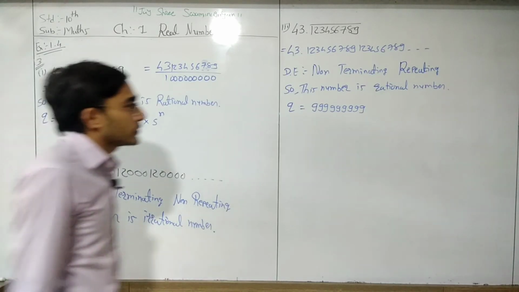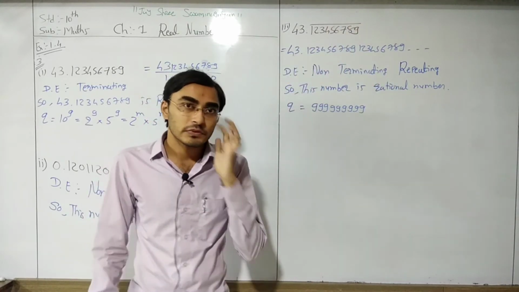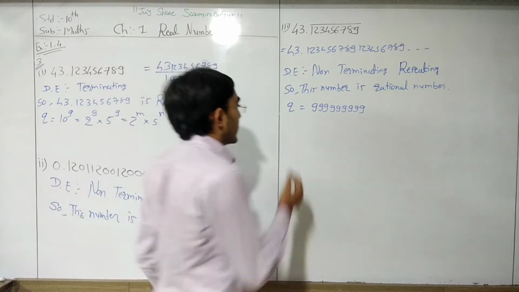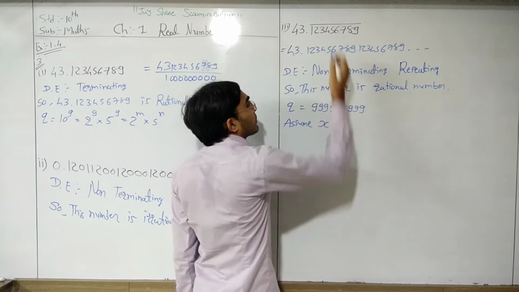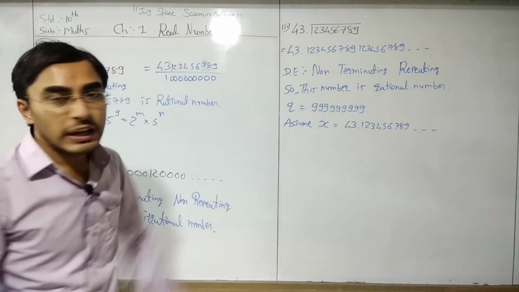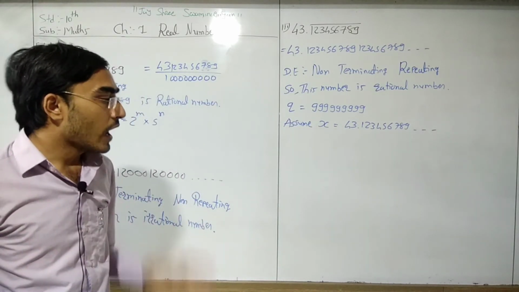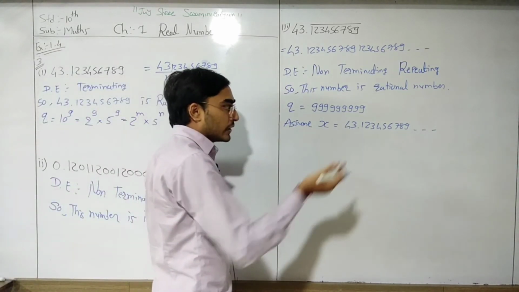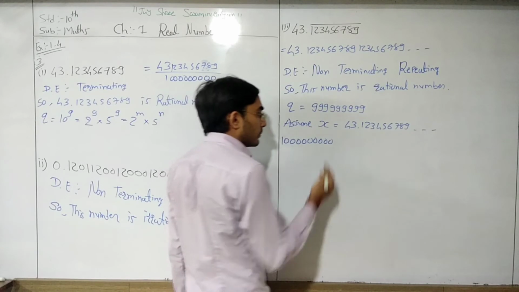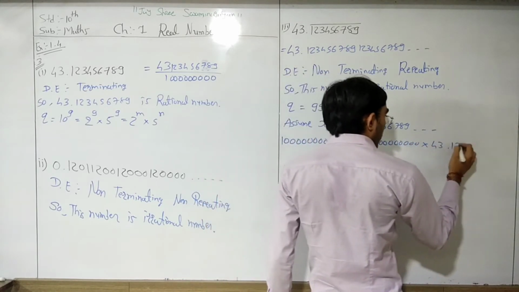One more method we already learned in standard 9: how can we convert this number into the form of p by q? Let's check it. First of all, our original number is in this form, so we assume x is equal to 43.123456789 continuing. Now 9 digits are repeating, so we need to multiply this equation by 1 followed by 9 zeros on both sides, that is 1,000,000,000. Multiply x, and the same on the other side, by 43.123456789.